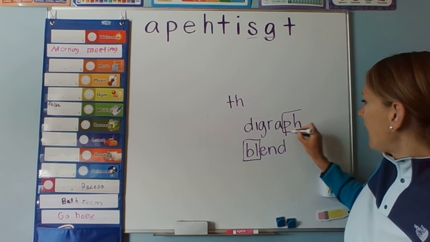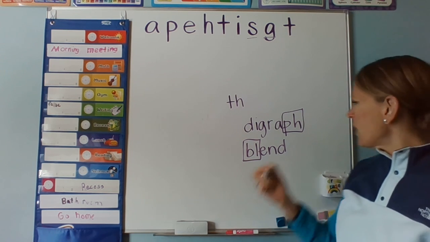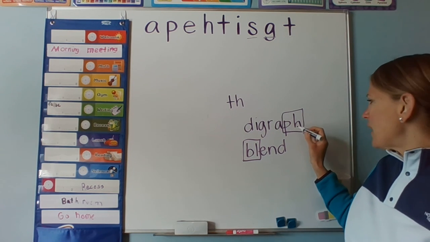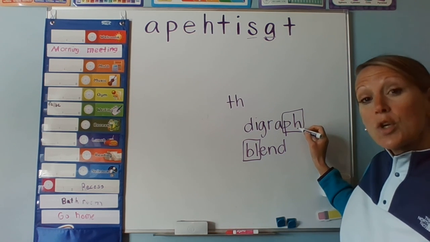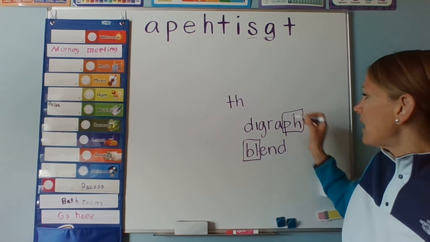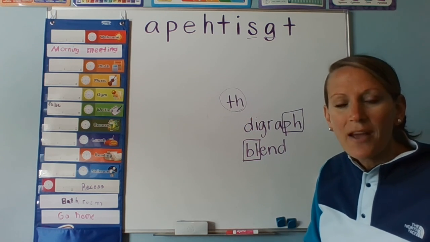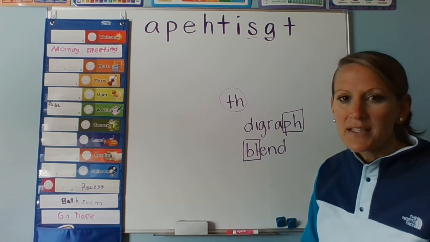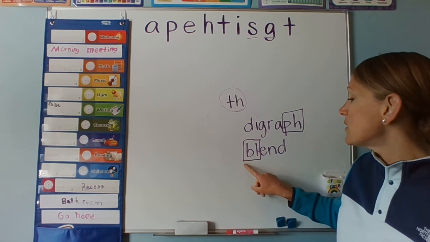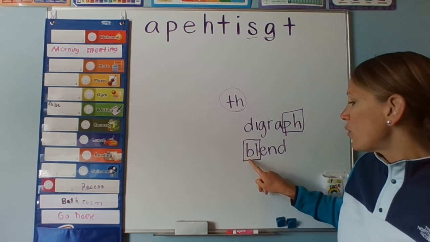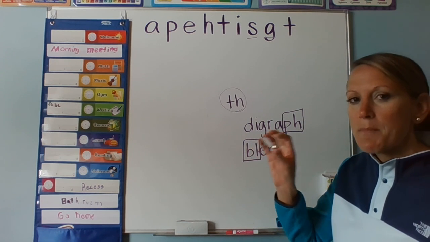Like at the end of the word digraph, it makes an F sound. We don't hear the P, we don't hear the H, we hear the F sound. So whenever two consonants come together and they make a completely new sound like TH, it's a digraph. It's not a blend. Blending is when we can hear both sounds of the consonants. So we hear the B and the L, and we just kind of blend them together to make the sound quicker.